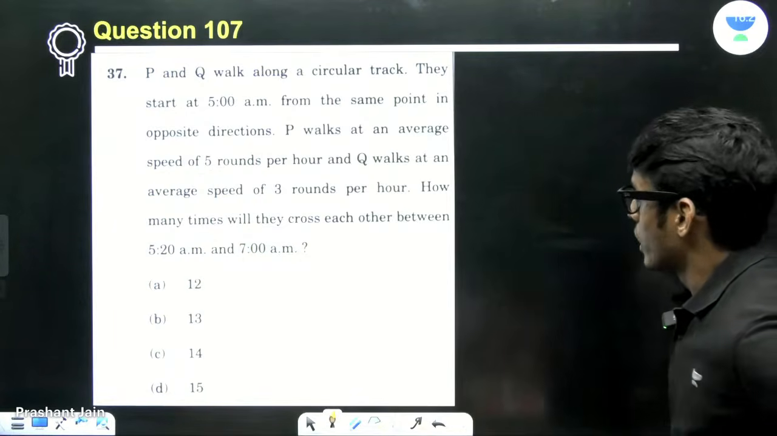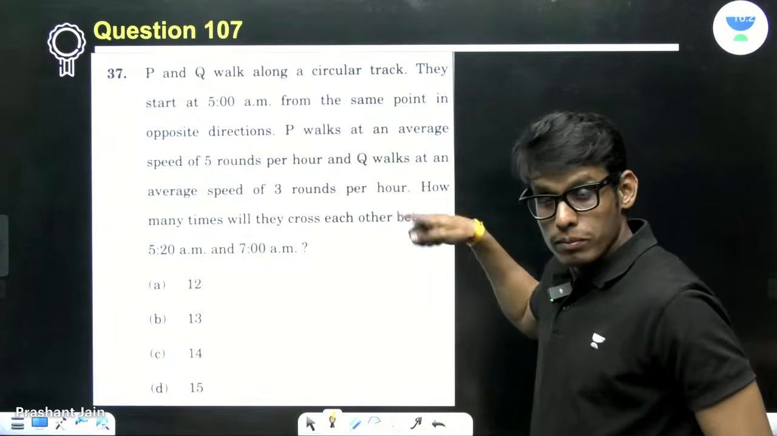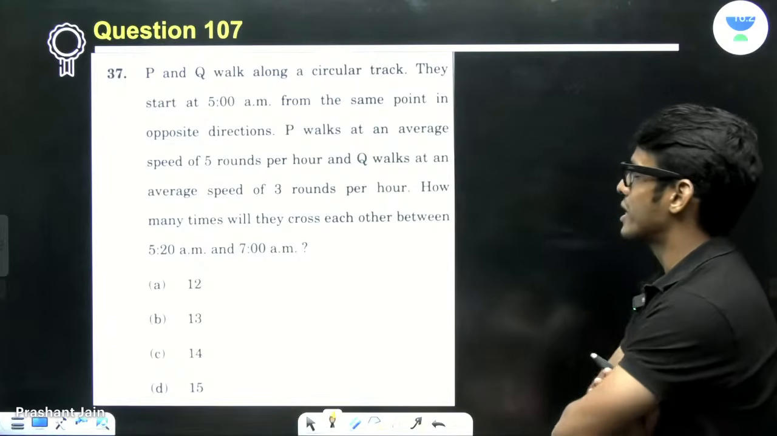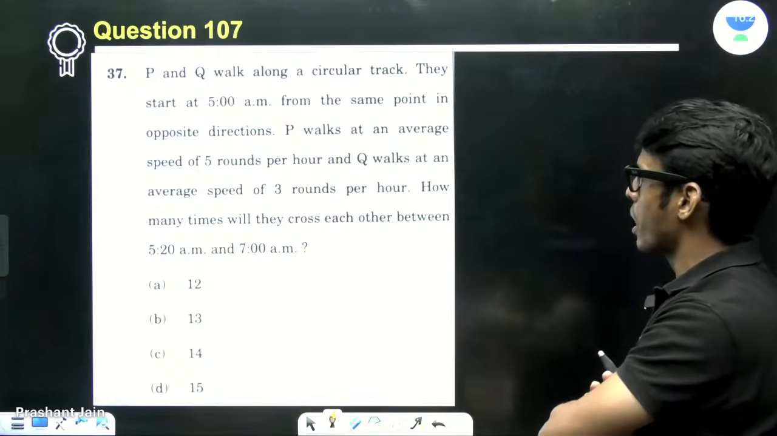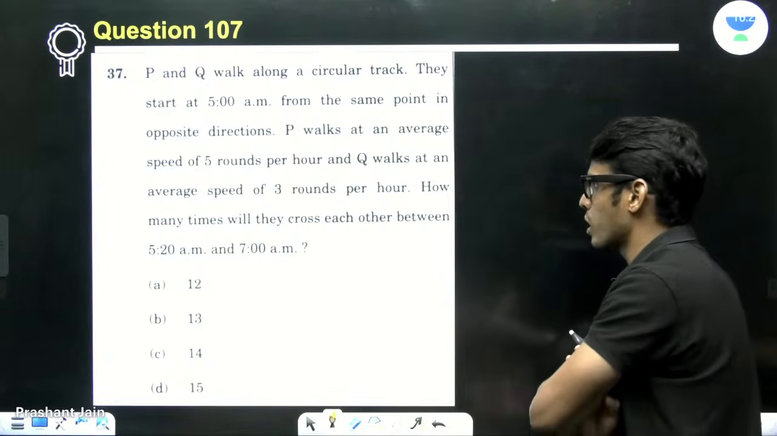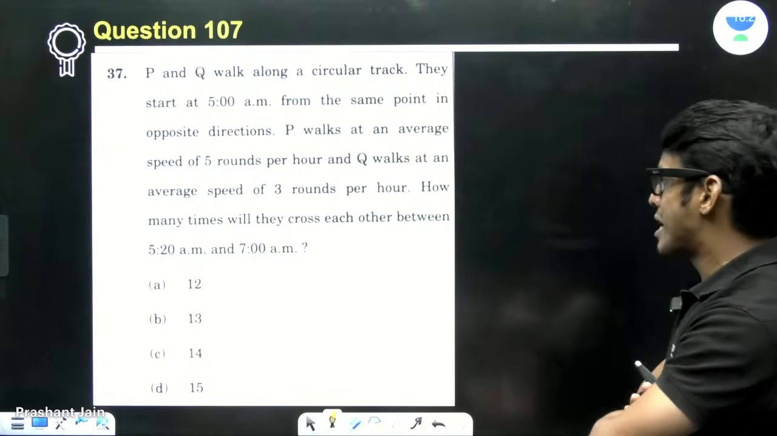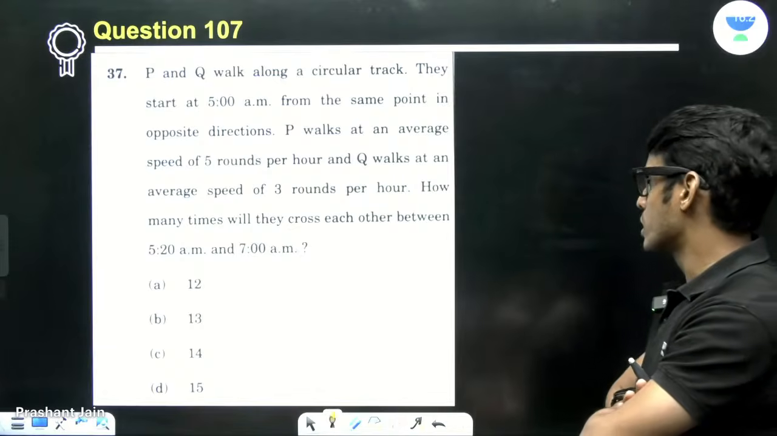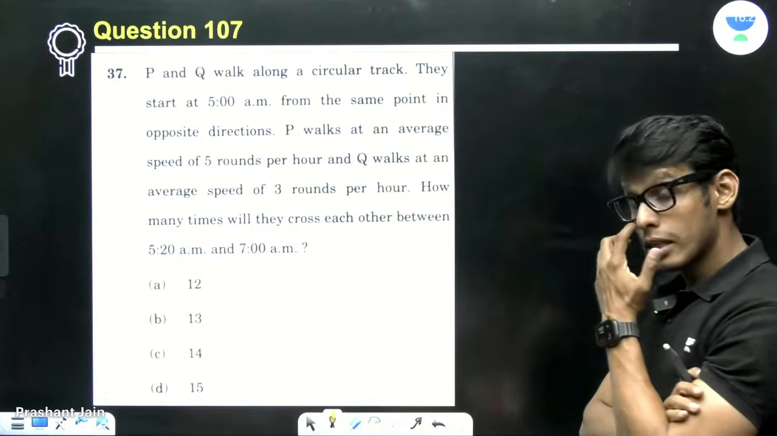Right? Now, round problem. Again, same logic. P and Q walk along a circular track. They start at 5 a.m. from the same point in the opposite direction. P walks at an average speed of 5 rounds per hour, and Q walks at an average speed of 3 rounds per hour. How many times will they cross each other between 5:20 to 7 a.m.?